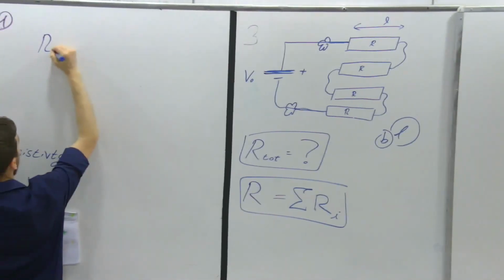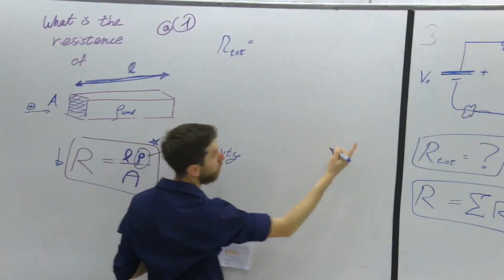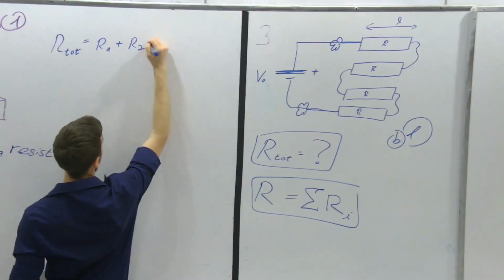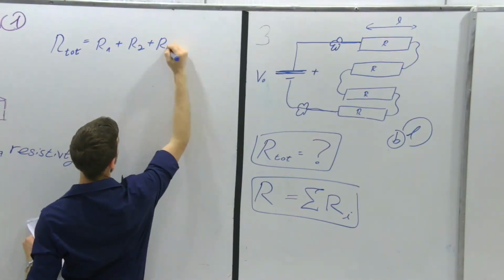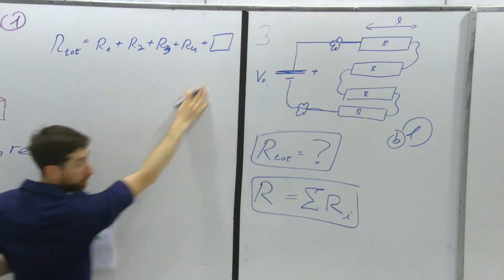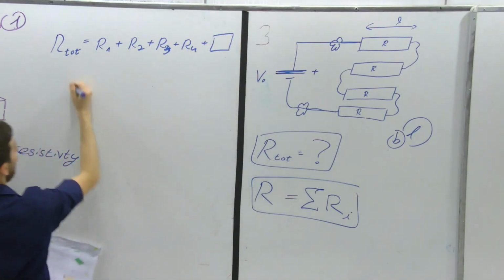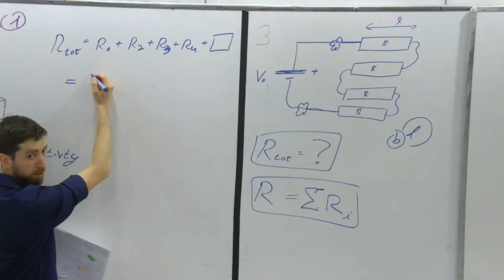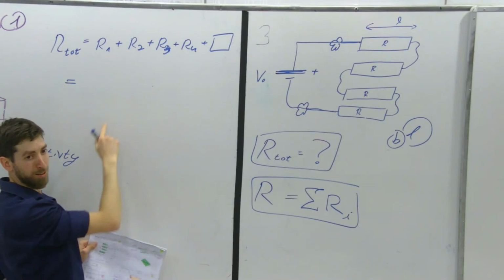So our total, in our case, equals the first one plus the second one, plus the third one, plus the fourth. And here I want you to leave empty space, okay? We're going to discuss that. So what is the first one? What is the formula?